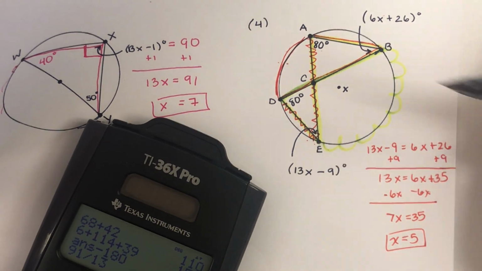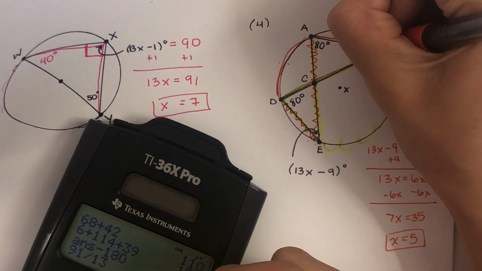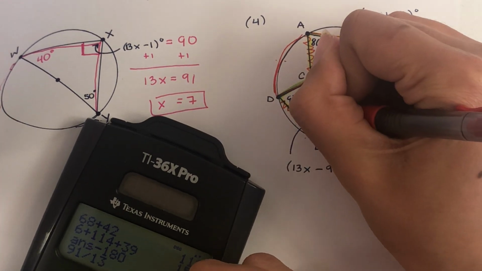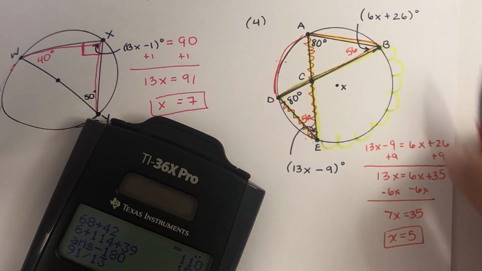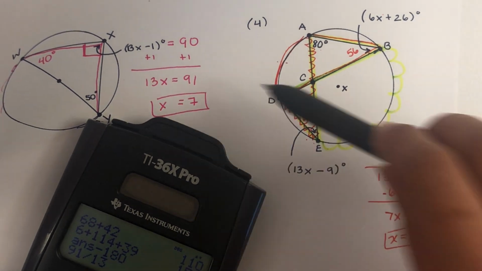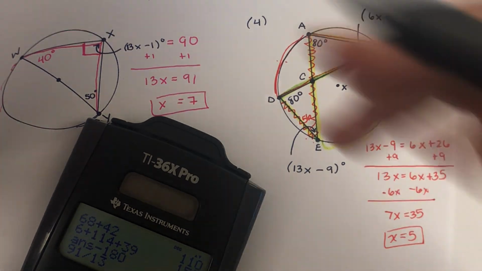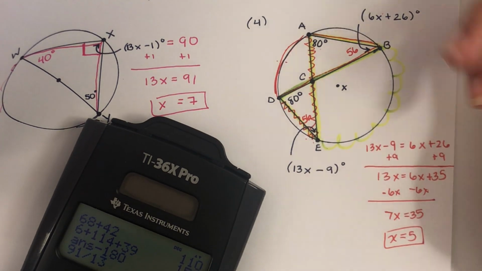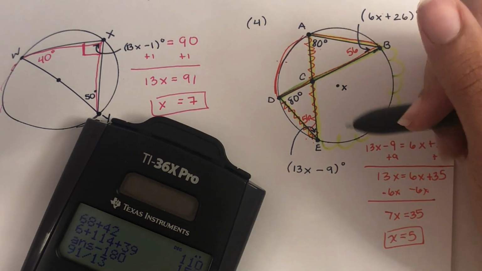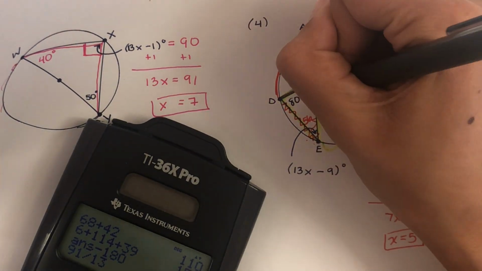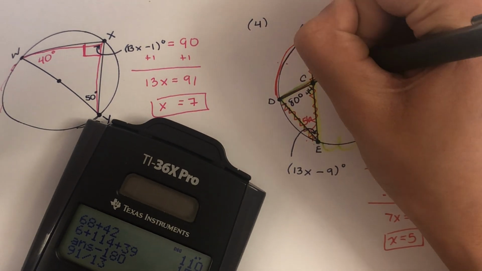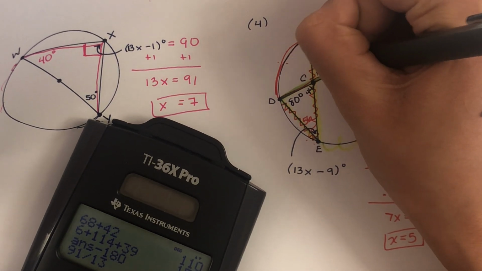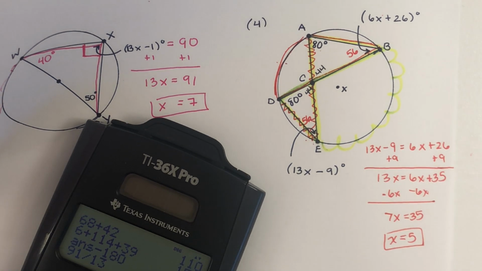If I wanted to fill these angles in, 6 times 5 is 30. And then 30 plus 26 is 56. Which also means that this is 56. 180 minus 80 is 100. 100 minus 56 is 44. And these are vertical, so this would also be 44. And that's it. You might need to replay this video again, even though it's a long one, but that is it.